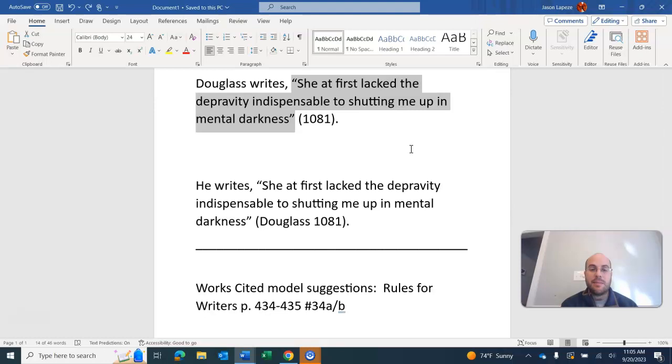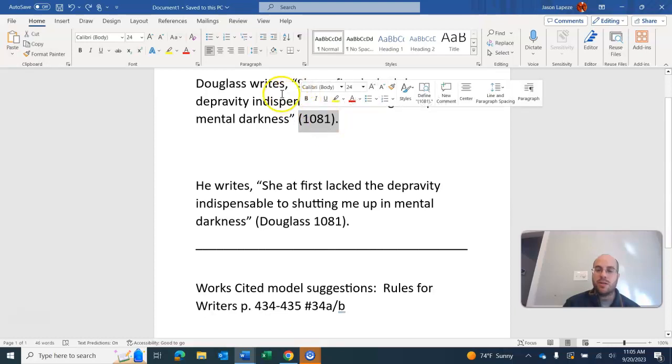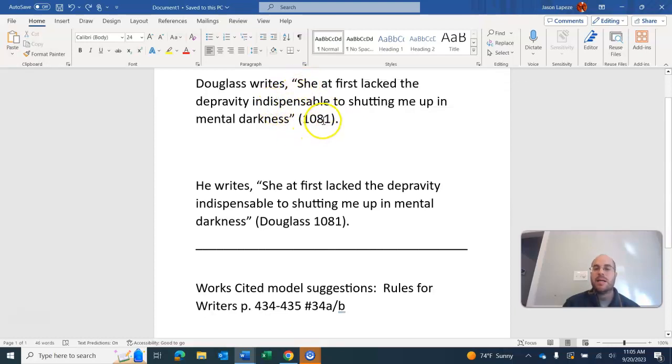"She at first lacked the depravity indispensable to shutting me up in mental darkness." Close quotation marks, then there's a space here, and you have parentheses around the page number from which the quotation derives. So where did this quote come from? It came from page 1081 in the Douglass reading. This is completely legitimate, it's fine. I know, and I know you know, many of you know, there are much more complicated ways to quote. I'm telling you, for this first time in this class, English 111, this is completely cool.